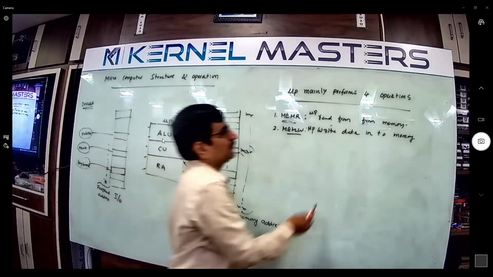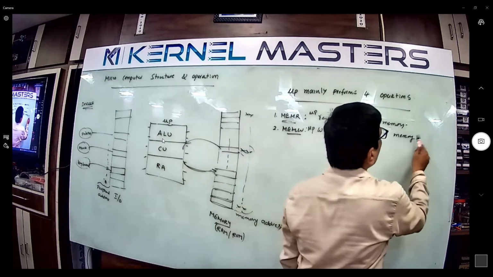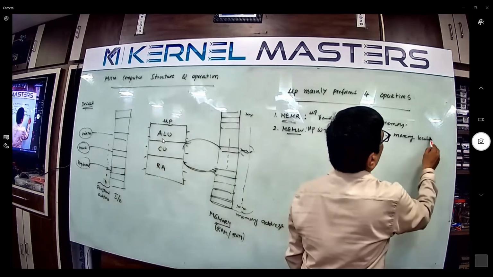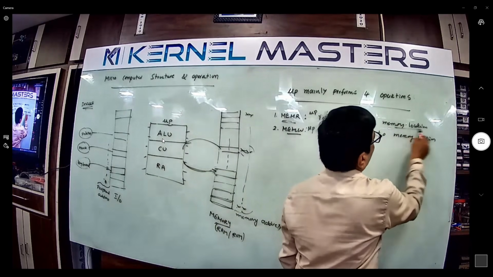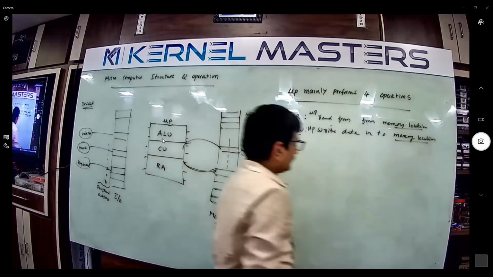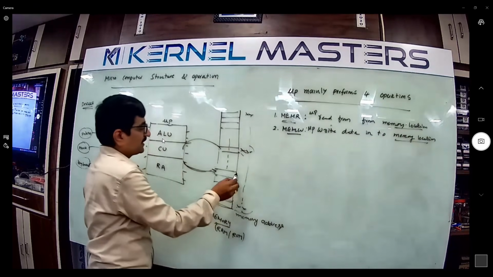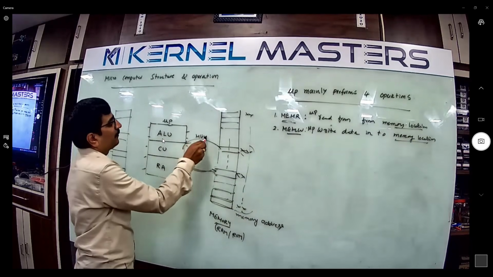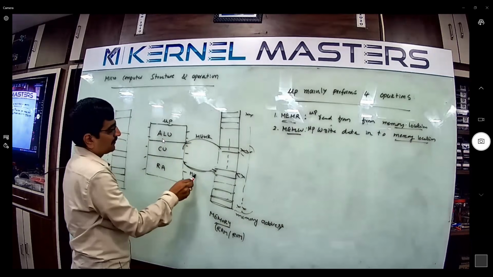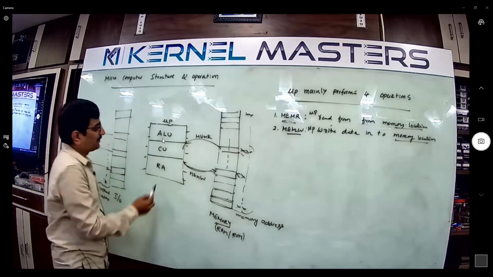Into the memory location. Every memory has some locations, addresses, memory locations. So every register has some address. So the operation is called what? Memory read. And this operation is called what? Memory write. Similarly, the IO also.